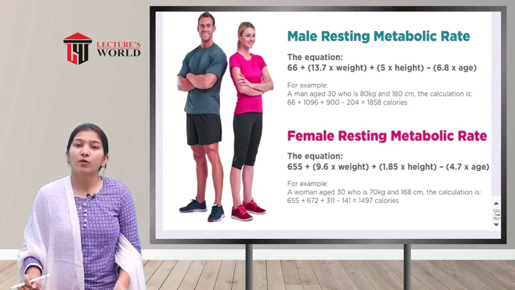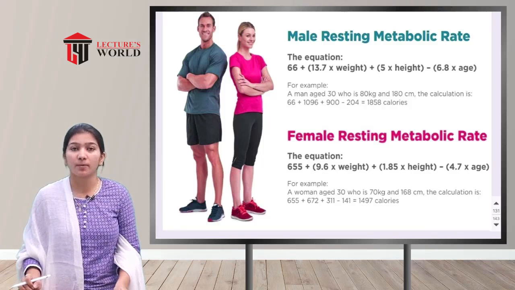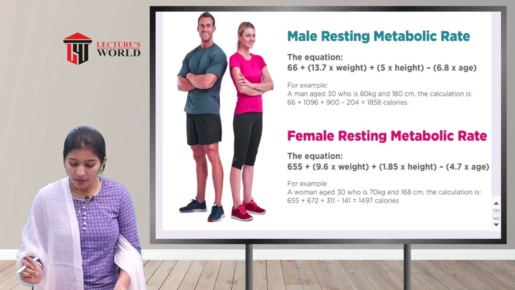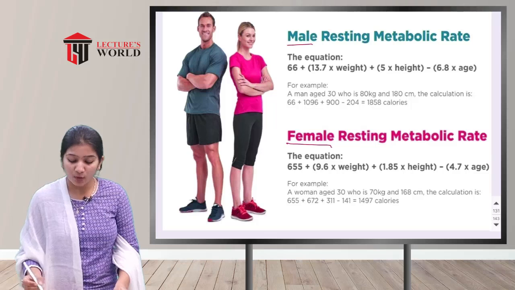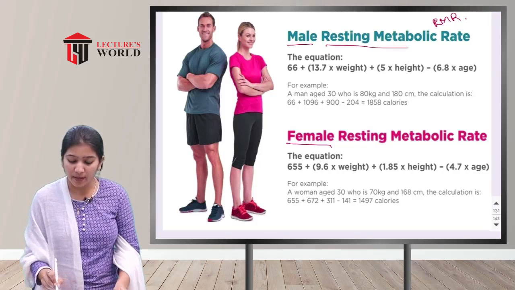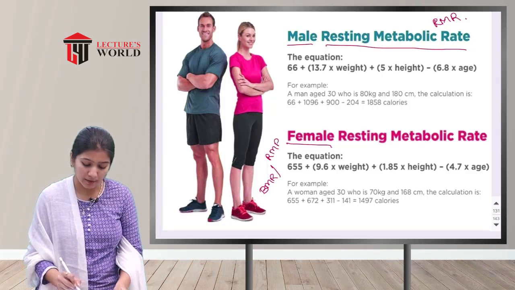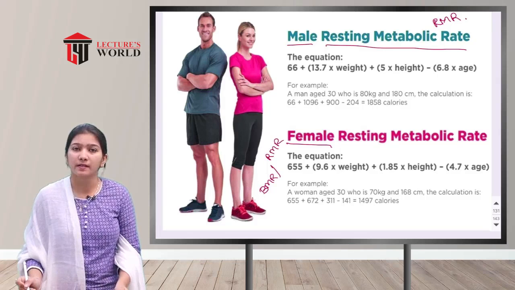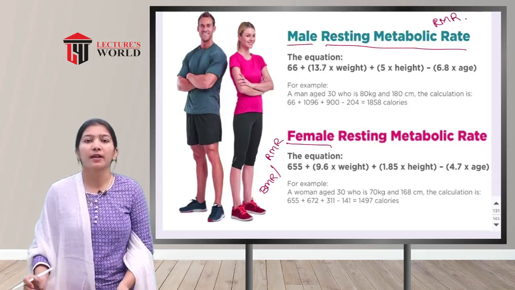So here there is a calculation of basal metabolic rate. If we need to measure the rate of metabolism, what do we need to do? Here they have differentiated males and females. BMR is moreover known as RMR also. RMR, that is resting metabolic rate. Clear? BMR and RMR both are the same. Both are synonyms.